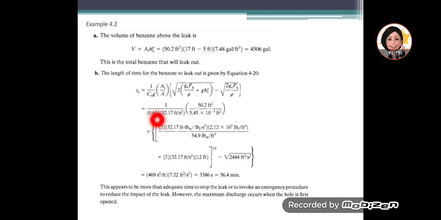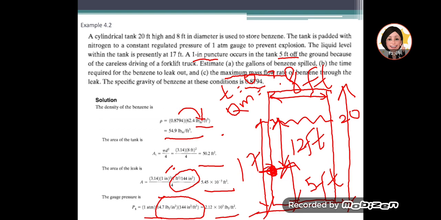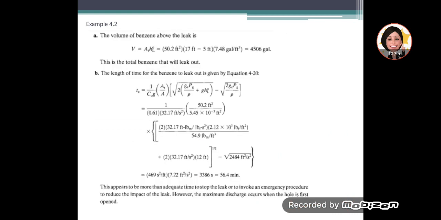So we substitute all the unknowns. Here again, the C naught is selected to be 0.61. g is the gravitational constant. Then just now we calculated the area for the tank, A_T is the area for the tank, and A is the area for the orifice. This has been calculated. Times 2, again gravitational constant, g_c, and then we have gauge pressure. Just now we converted the atmospheric pressure; we've already converted to pound force per feet square, so we use that, divided by the density of benzene.